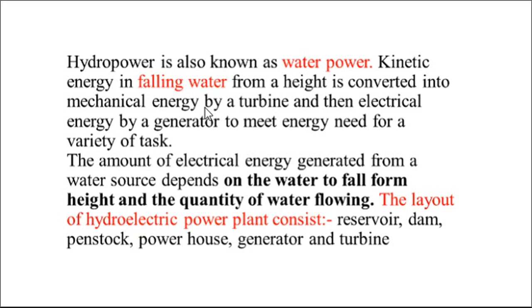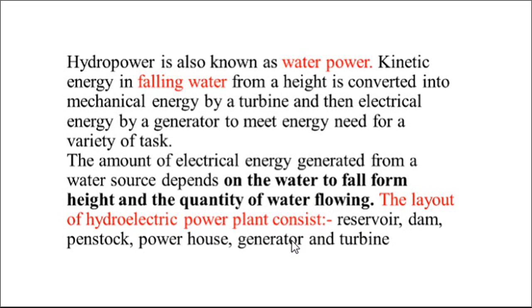maybe Kaplan or propeller, or maybe Pelton type of turbine. And then we are getting electric energy. The amount of electrical energy generated from a water source depends on the water's fall from the height and the quantity of water flowing. The water's fall from the height is nothing but head, that is height of dam. It may be gross head, may be net head, and quantity of water flowing, that is discharge.